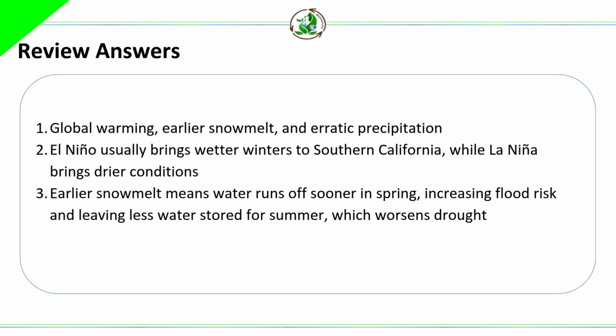3. Earlier snowmelt means water runs off sooner in spring. This can increase flood risk and leaves less water stored for summer, making drought conditions worse. These answers reinforce how climate patterns directly affect water supply, risk, and management in California.